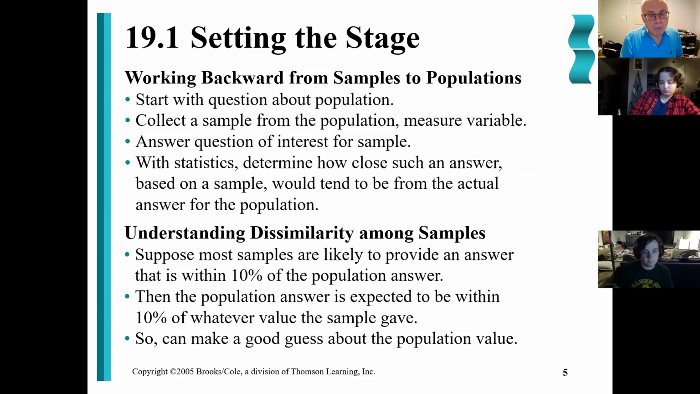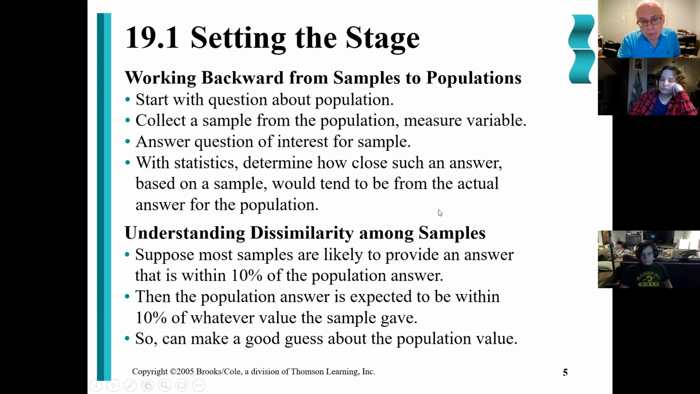So what do people do when they do sampling? Well, first of all, they have a research question about the population. And then they figure out what variables they need to measure. Then they collect a sample and measure those variables, okay, which might involve answering questions. And then they use statistics to determine how close their answer is to the actual answer in the population. So they use statistics to do this, probability.